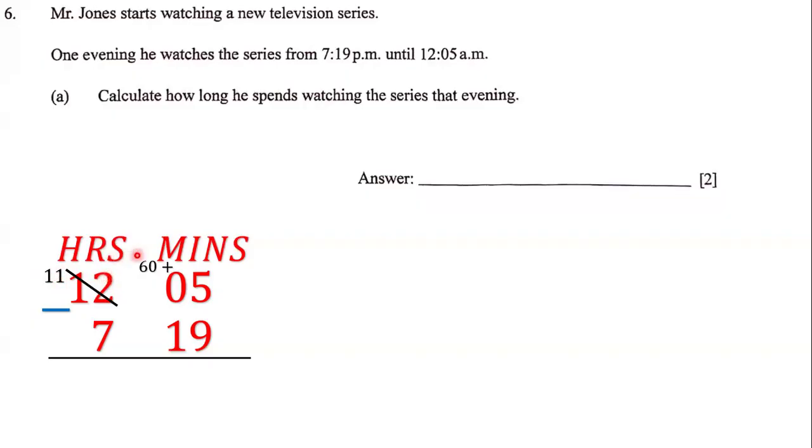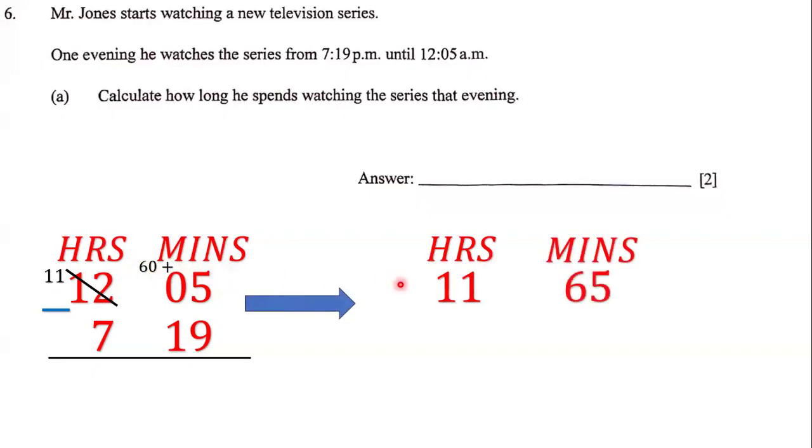Well, we borrow a whole hour. But when you borrow a whole hour, what is an hour? Well, an hour is 60 minutes. And so when we take this hour and put it on the minutes side, we have to write 60 because we borrowed an hour, but an hour is 60 minutes. So we actually borrowed 60 minutes. And so here we have 60 plus 5, and we have to add them. On the hour side, we would have 11 because we took away 1 from 12. But on the minute side, 60 plus 5 is 65.